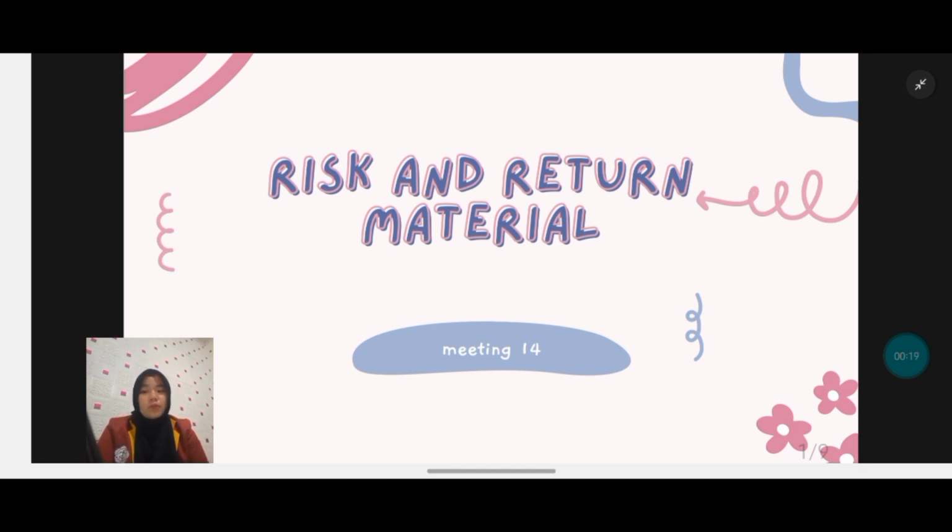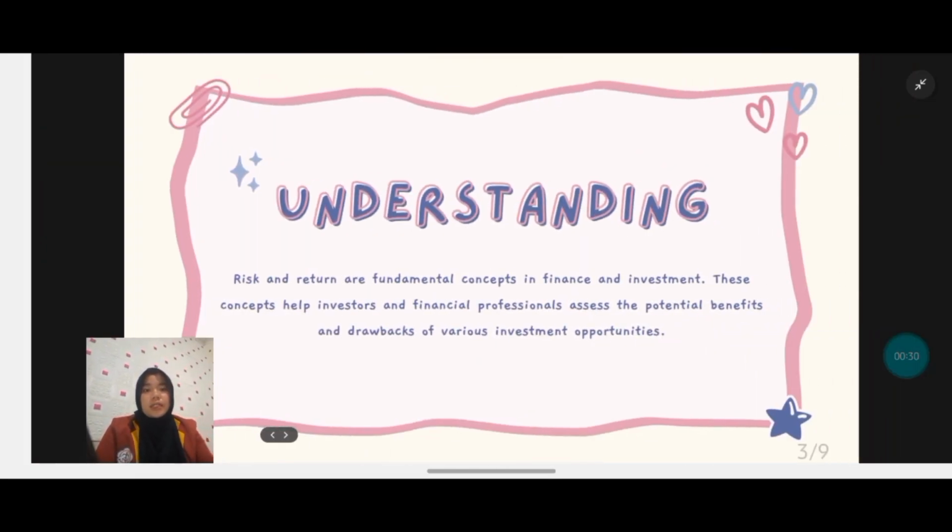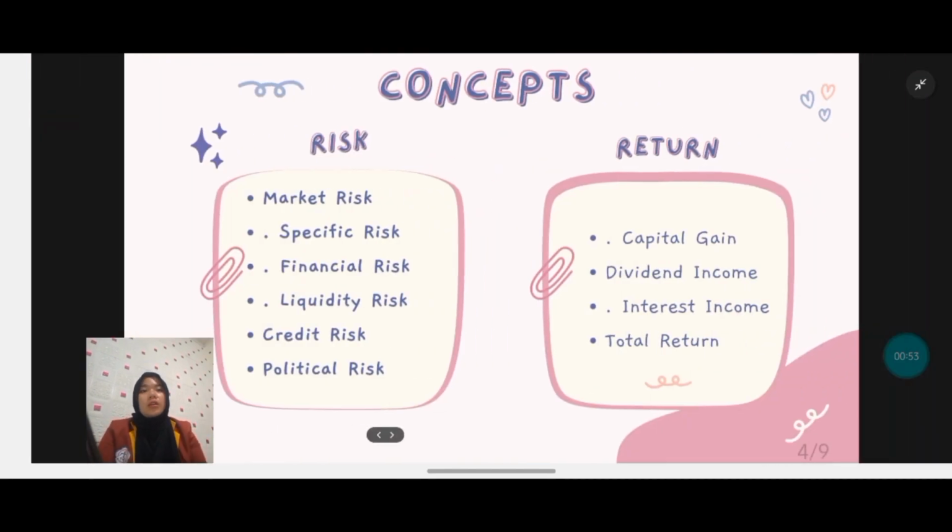In this video, I want to tell you about risk and return material. First, understanding. Risk and return are fundamental concepts in finance and investment. These concepts help investors and financial professionals assess the potential benefits and drawbacks of various investment opportunities. Next, concept. Let's delve into each of these concepts.